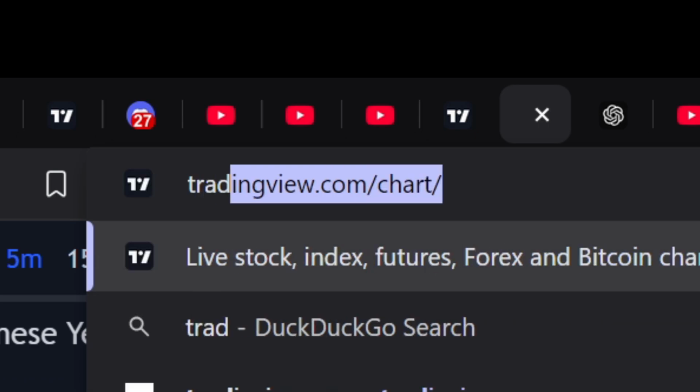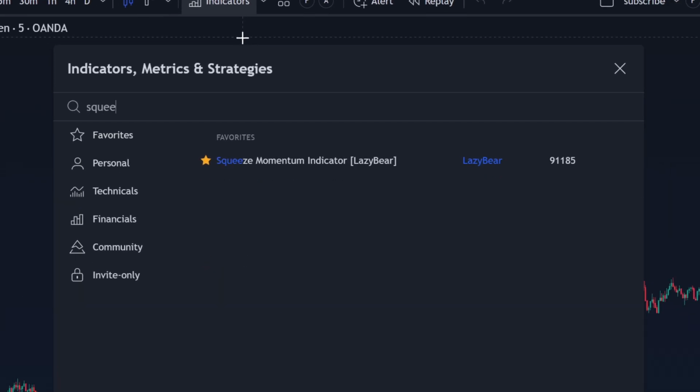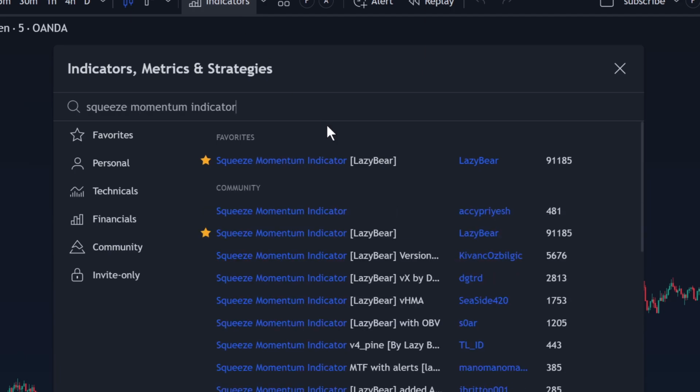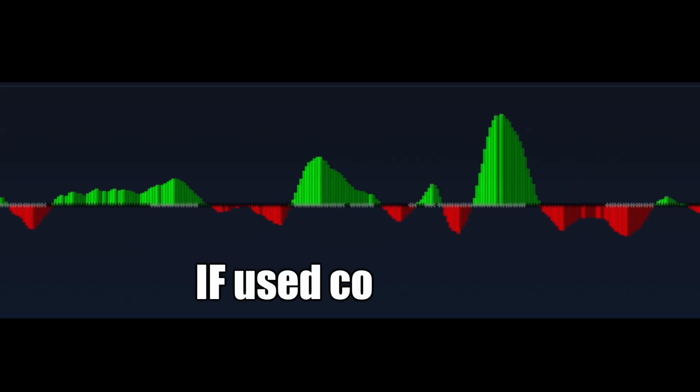First, let's head over to tradingview.com. To add the indicator, click on the Indicators tab and search Squeeze Momentum Indicator. It's going to be this one, by Lazy Bear. This indicator is actually based on a profitable trader's technique, discussed in his book called Mastering the Trade, which shows that this indicator has been proven to work in the markets if used correctly.